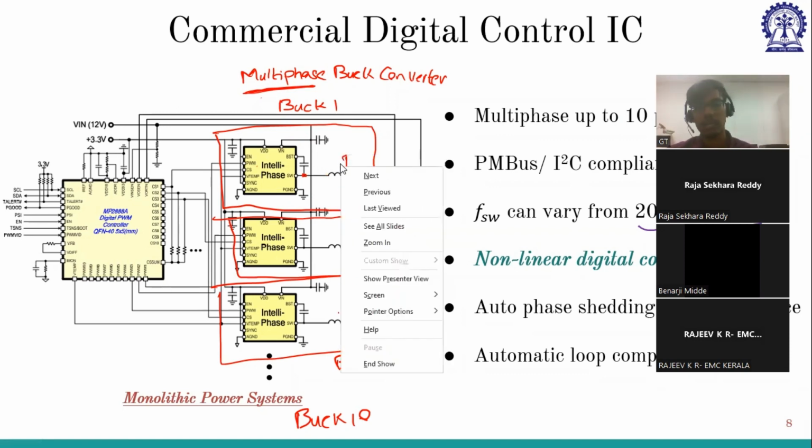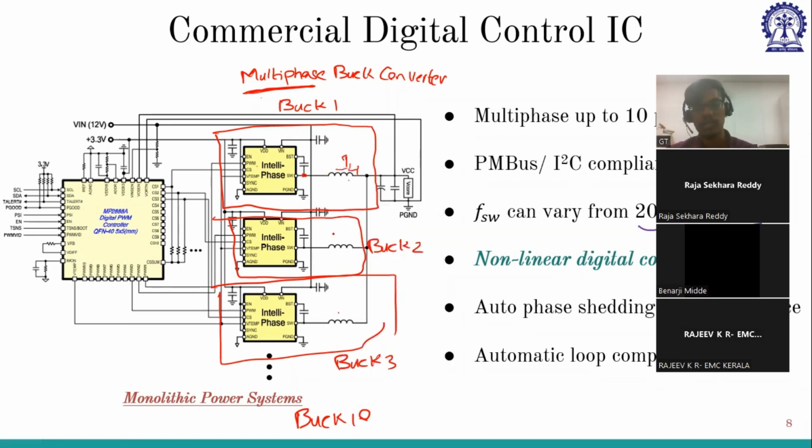Say this average current is IL1, this current is IL2, this current is IL3, and so on up to IL10. You just remember that the output current is the summation of average inductor currents. So it is sigma ILi, i equals 1 to 10. What they usually do, when the current is very high at the output, is connect multiple buck converters in parallel so that the current is divided.